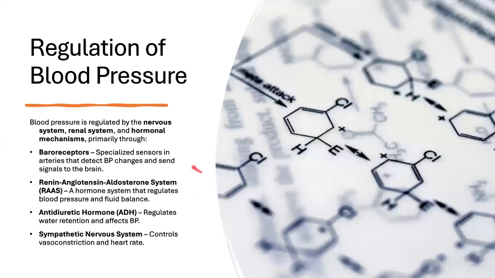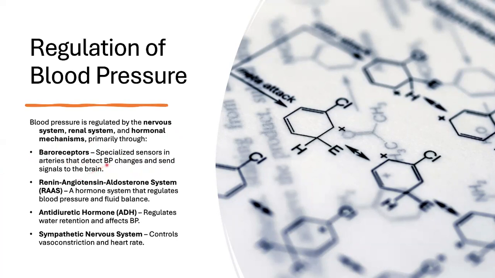Next, regulation of blood pressure. Our body controls the blood pressure through several mechanisms: through the nervous system, the renal system, and the hormonal system. The first one is the baroreceptors. These are specialized sensors in the arteries that detect the blood pressure and change it.